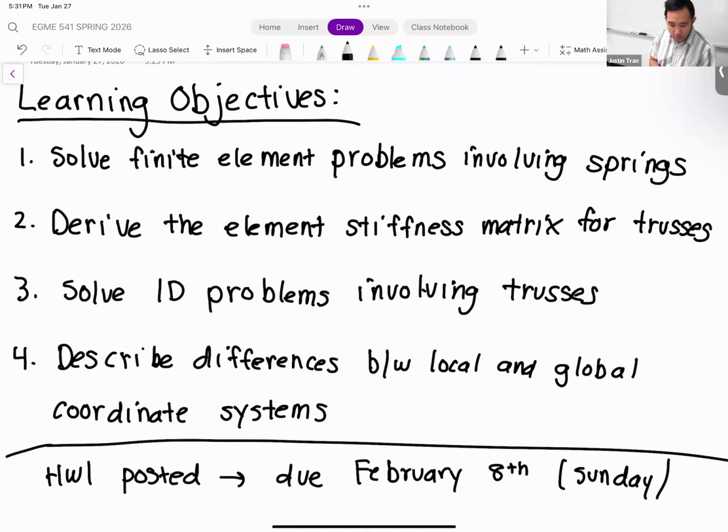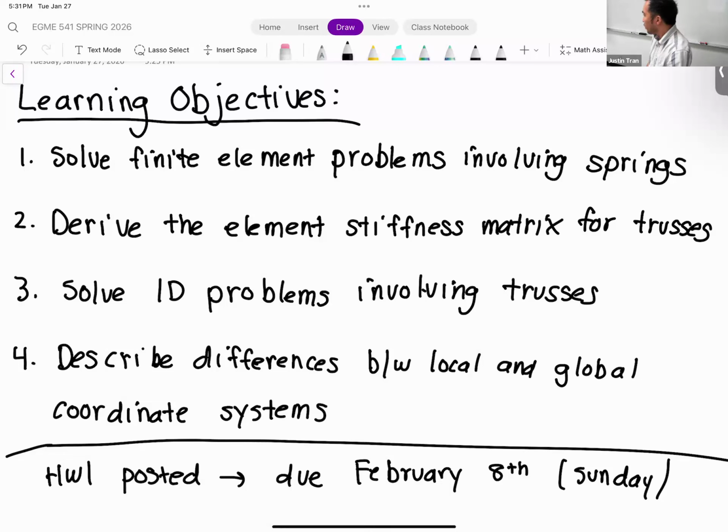Okay. All right. So, another announcement. Homework one has been posted. That is the first problem set. It is a little bit lengthy. Basically, it's going to get us through trusses and springs. The due date for that is going to be February 8th, which is a Sunday. So that's not this Sunday, it's going to be next Sunday.